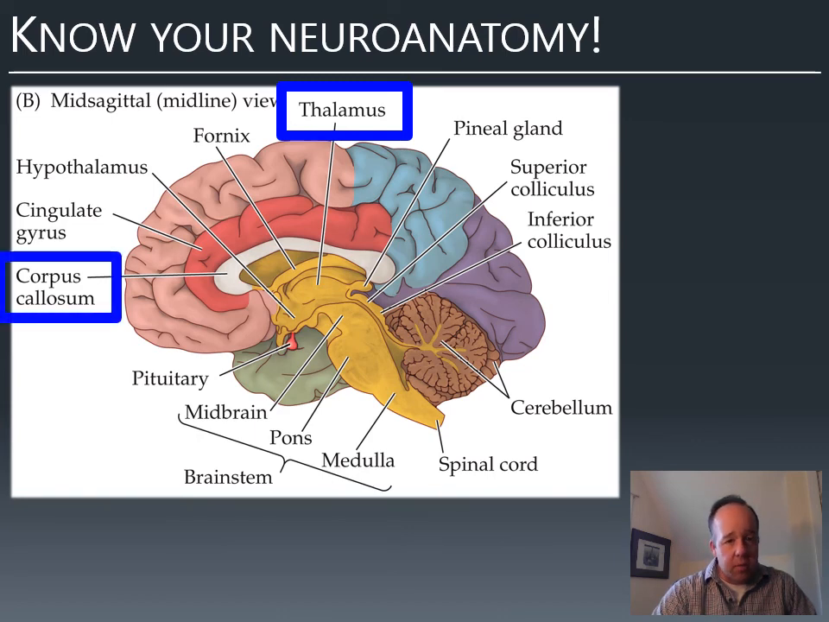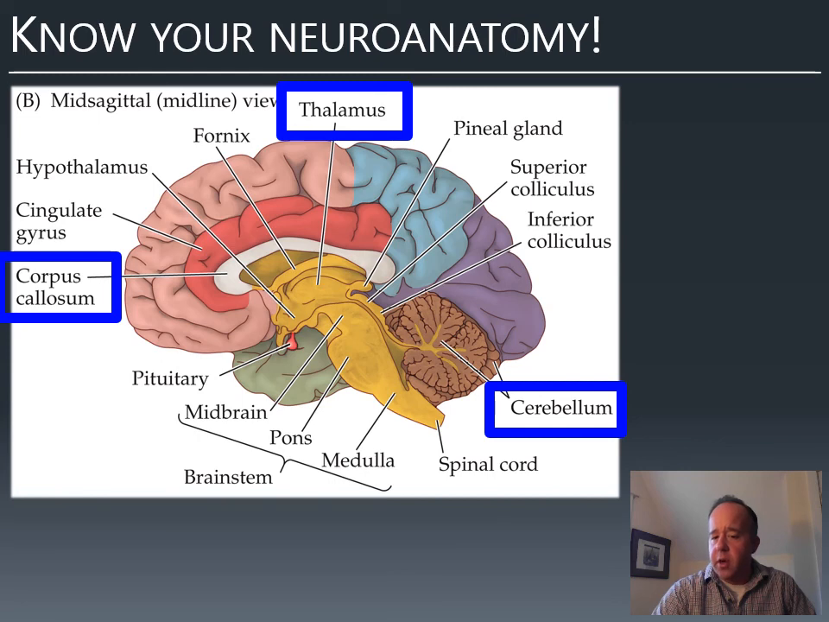The corpus callosum is that bridge, that band of white matter that connects the two hemispheres, the left and right hemispheres. And while you can survive without one, if the corpus callosum is cut or doesn't develop, your two hemispheres are pretty much independent. So know what the corpus callosum is, be able to identify it on a diagram like this one, or even a picture of the brain that's on an anatomical plane. This is the sagittal plane.